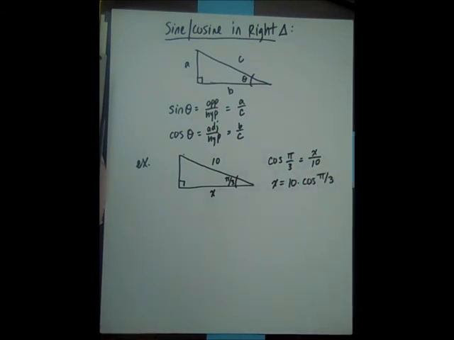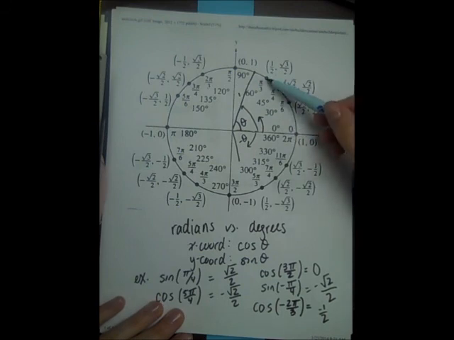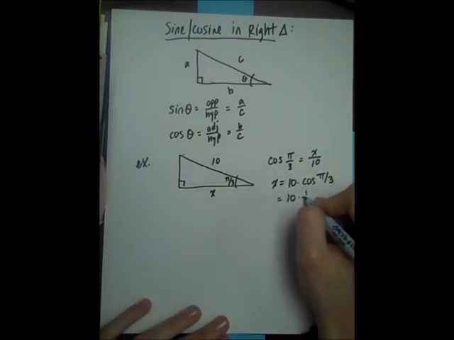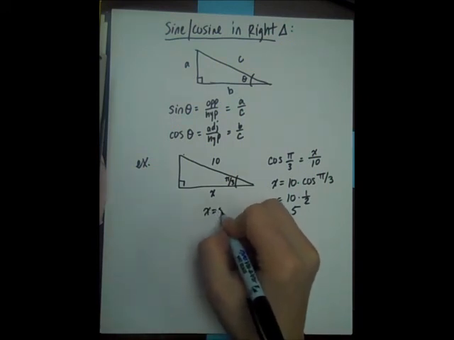What is the cosine of pi over 3? Go back to your unit circle. Here's our unit circle. We see that pi over 3 is here. Cosine is my x-coordinate, so 1/2. So I get 10 times 1/2, which is 5. That tells me that x is equal to 5.